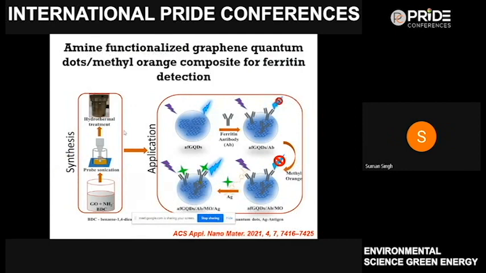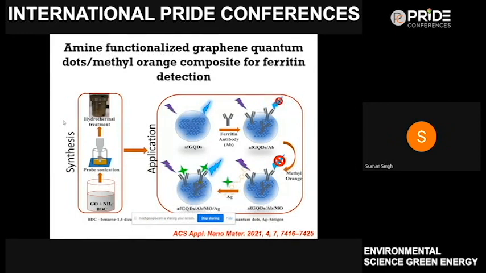Here we used graphene quantum dots and methyl orange composite for ferritin detection, and this work presents optical detection of ferritin. And again, as I mentioned, we emphasize a simple synthesis process, so here we opted for probe sonication followed by hydrothermal treatment. This is a very simple process, no harsh chemicals have been used. And methyl orange and graphene quantum dots, this couple provided very good optical properties.